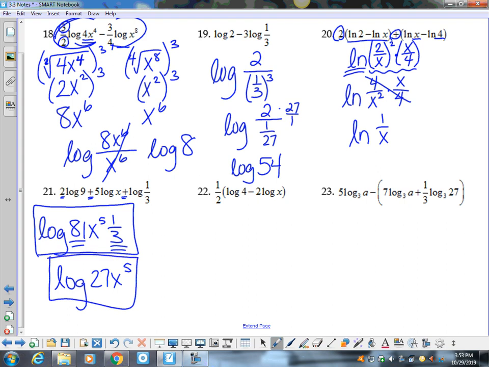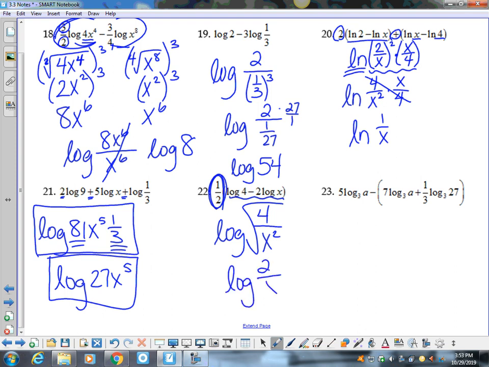Okay. This 1/2 is a power, so that's a square root of the whole thing. So log of 4 over x squared, that's this part, to the 1/2, which means square root it. Again, I just want to point out the square root goes on the of, it does not go on the log. And then I can square root of 4 and an x squared. So that's 2 over x.